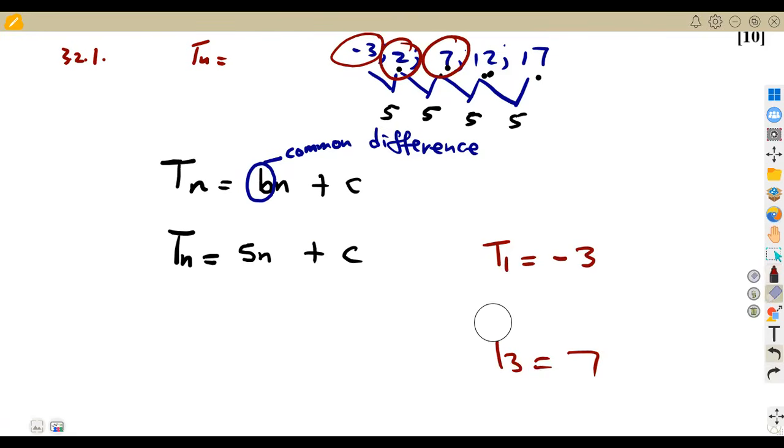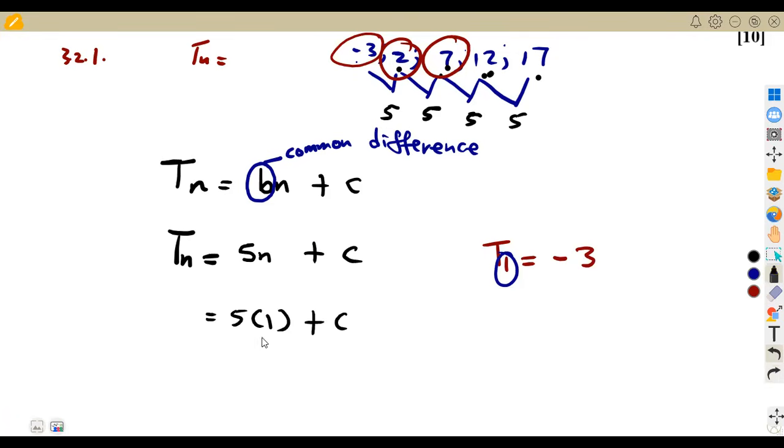So you just use any of the combinations that you want, as long as you understand that if I write the first term, which is T1, is equal to -3, it means n is equal to 1. In place of n, I'm now having a 1. So wherever I see n, I'm going to substitute a 1. So this means I'm going to have 5 times 1 plus C in place of n. But after substituting 1, I'm supposed to get what? A -3. So this is Tn.